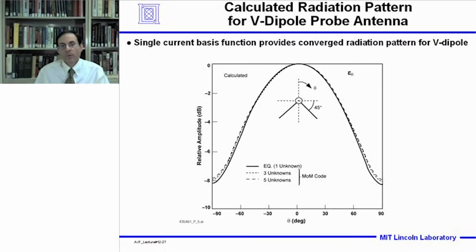This slide shows the calculated radiation pattern for a V-dipole probe antenna. In the moment method analysis for near-field probing, we use a single piecewise sinusoidal current to approximate the current on the V-dipole. And that's shown to be valid by comparing the radiation pattern as the number of overlapping sinusoids is increased from 1 to 5. And so what we see is there's very little difference in the radiation pattern for the case where the V-dipole has a 45-degree angle. So the single piecewise sinusoidal current function is sufficient for this analysis.